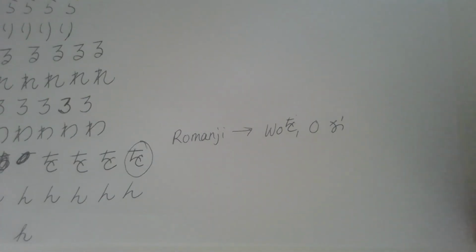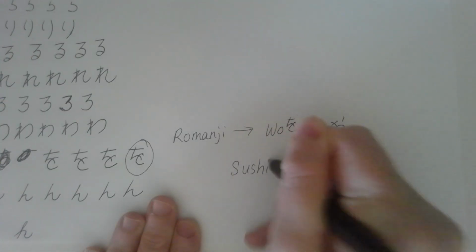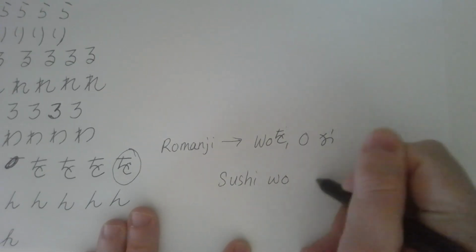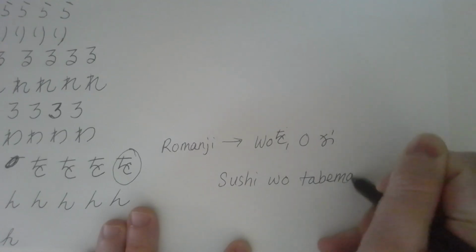So let's say I eat sushi. It would be sushi, o, and then like tabemasu, or like eat.